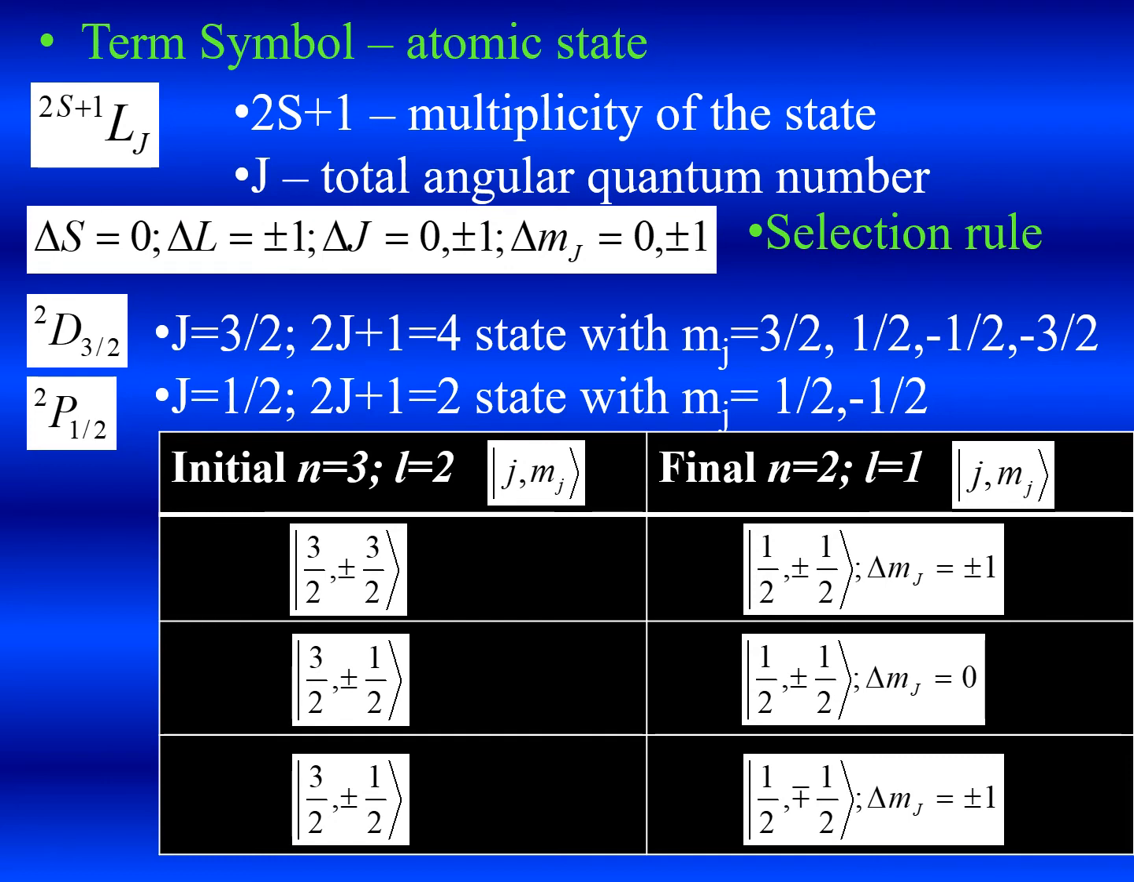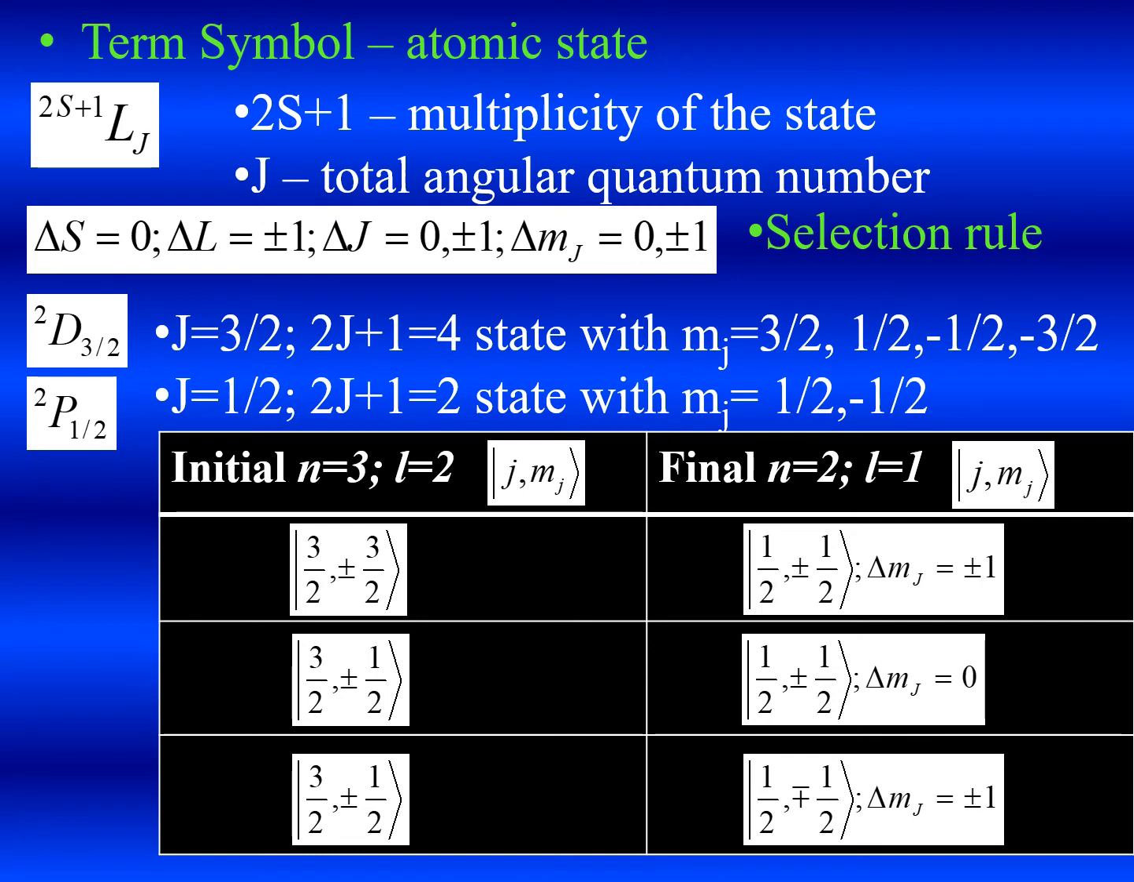So here n is equal to 3 and L is equal to 2 for D. The possibility is J is 3/2, with Mj equal to plus or minus 3/2 or plus or minus 1/2. The final state is 2P 1/2, where n is equal to 2 and L is equal to 1, and the J and Mj combination is 1/2 with plus or minus 1/2. Now a transition from the initial state D to the final state P is possible with delta Mj equal to 0 and plus or minus 1.